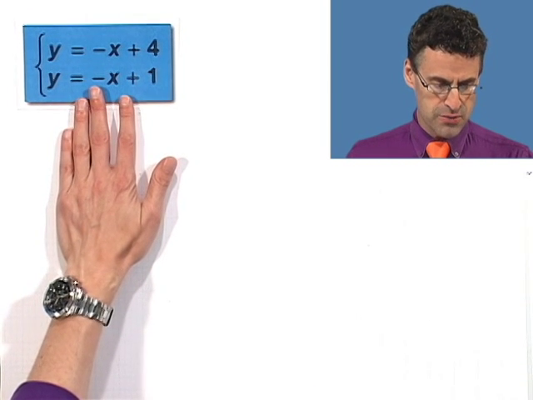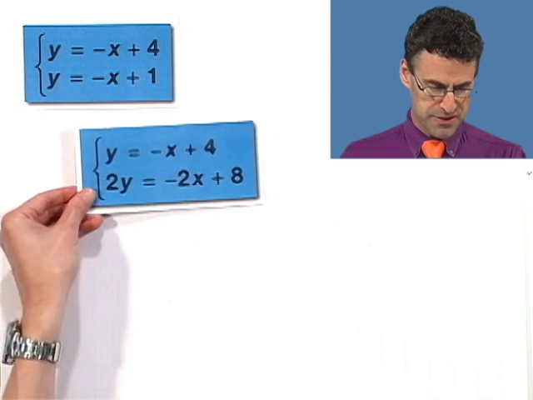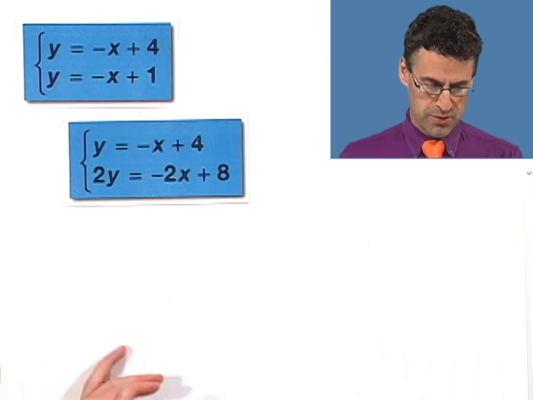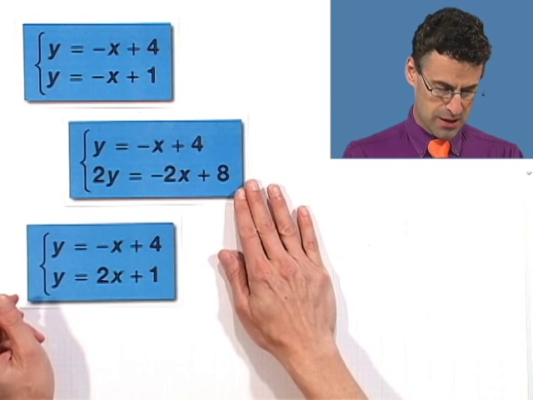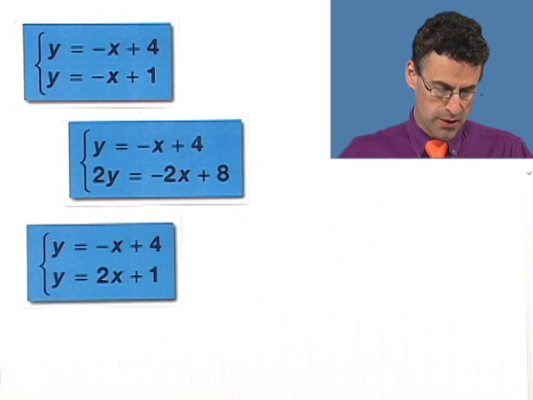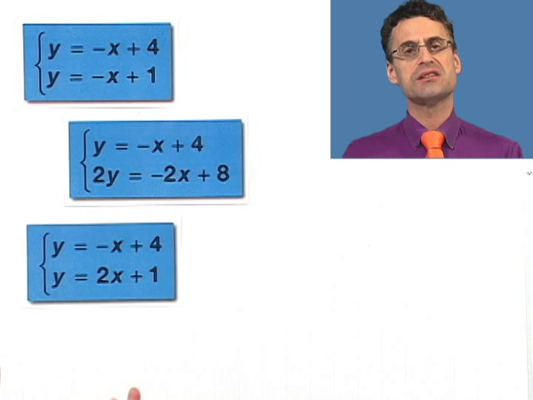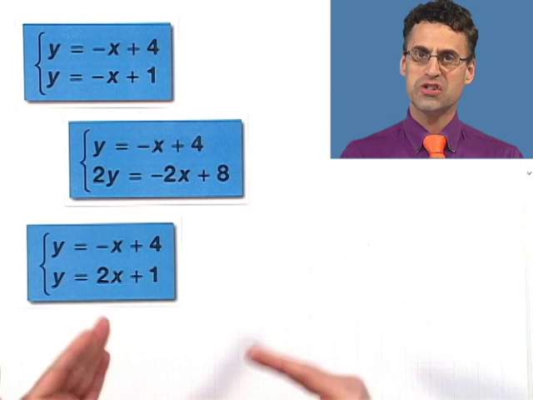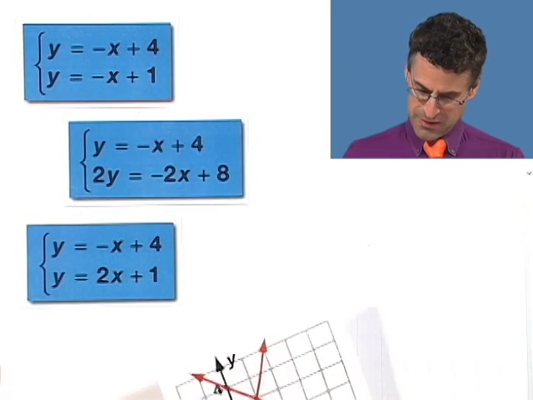Two equations, two unknowns. So here's a couple of systems. Y equals negative x plus 4 and y equals negative x plus 1. Here's a different system: y equals negative x plus 4 and 2y equals negative 2x plus 8. And then finally, a third system, which is y equals negative x plus 4 and y equals 2x plus 1. What I want to do is show you various graphic images of one of these collections, and we have to figure out which one corresponds to which system. So there are three candidates here. It's kind of like a match game, if you will.